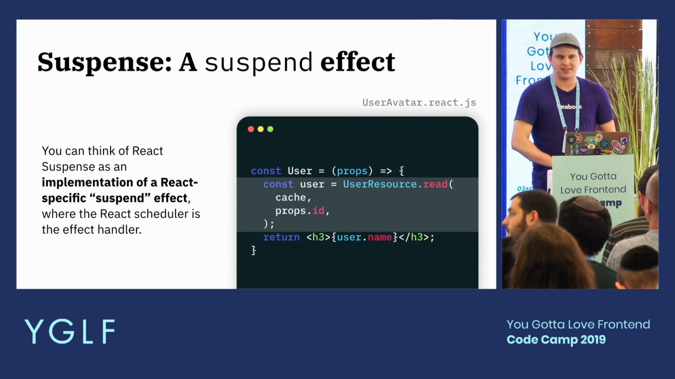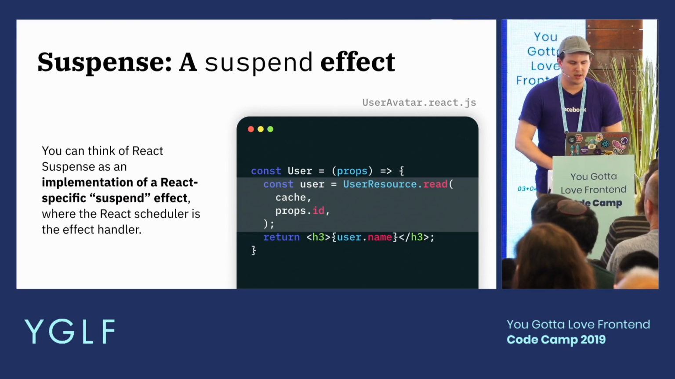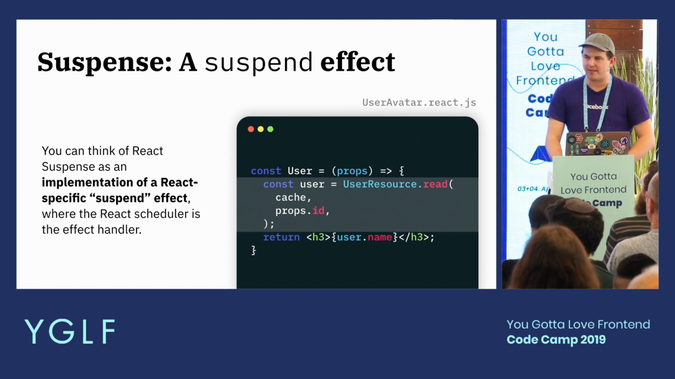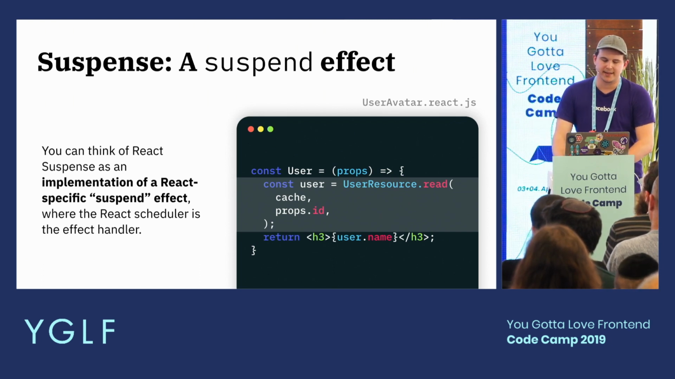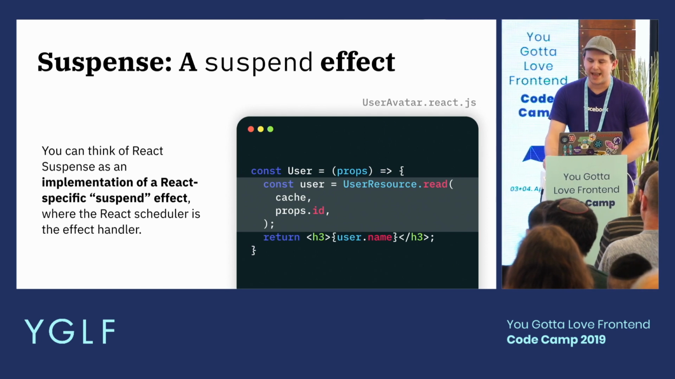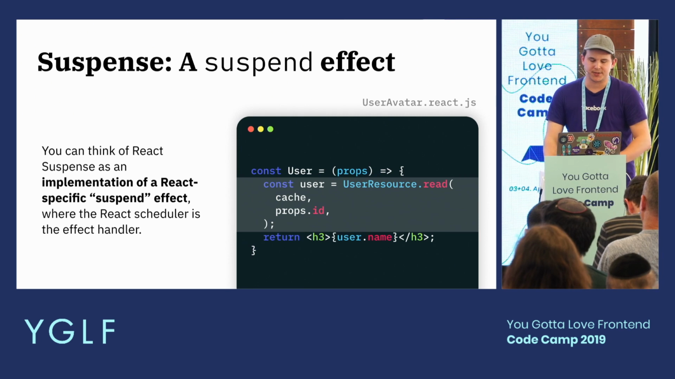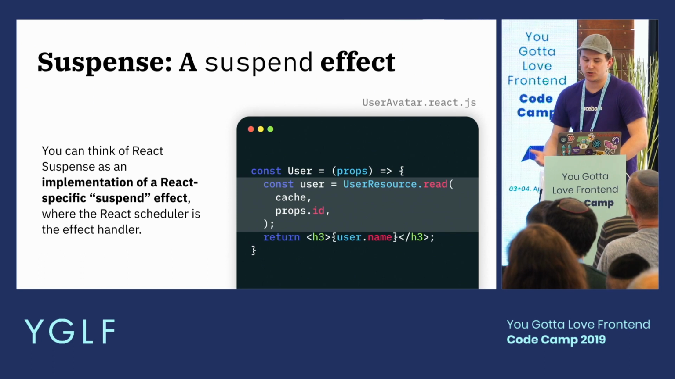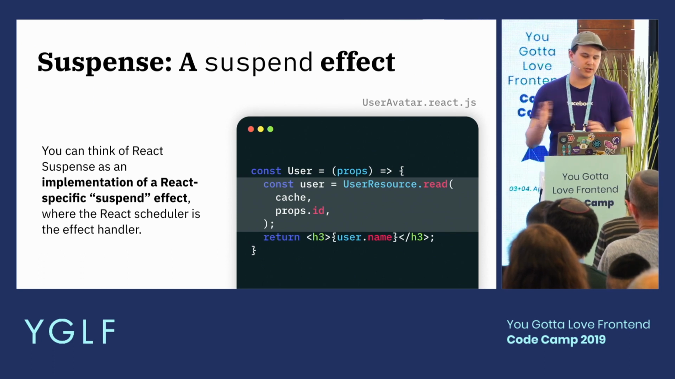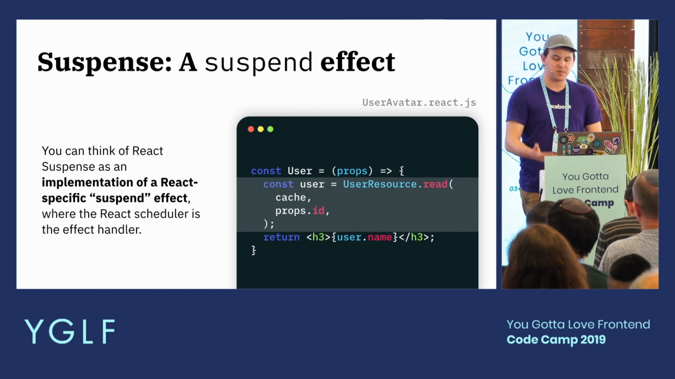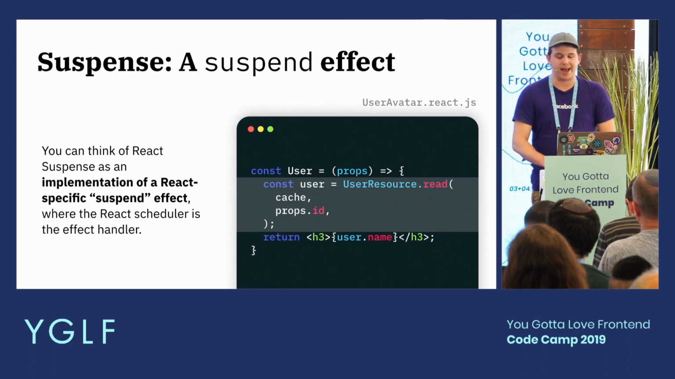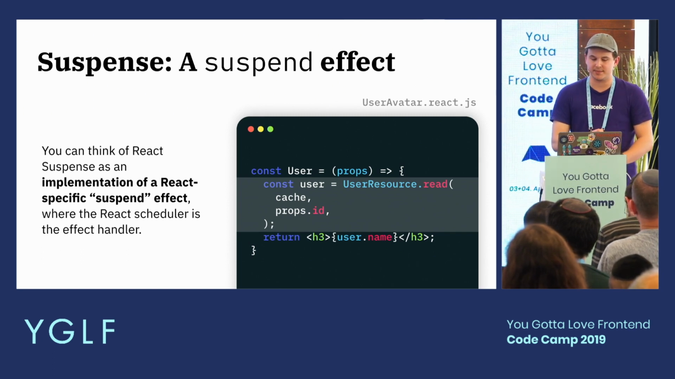You can think of Suspense as an algebraic effect. When this read function doesn't have the data that it needs, it signals to React that it should suspend rendering and wait for it. And we can think of this as a React-specific suspend effect, and React itself acts as the effect handler, deciding what it should do based on the information that it's received. And just like other algebraic effects, this suspend effect is contextual. So if you render the same component in two different parts of your application, the behavior of suspending may differ depending on how React's scheduler has prioritized things.